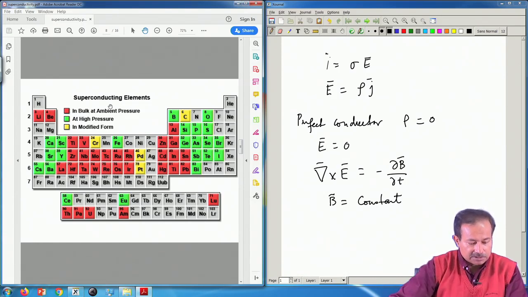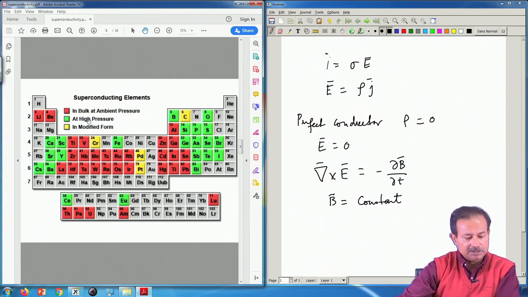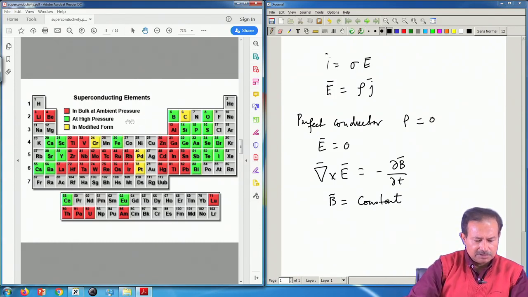The red ones are in bulk at ambient pressure. The green ones, for example, are at high pressure, and this is somewhat older. These things change very often. So this just gives you a list from a few years back. For example, calcium, scandium, strontium, yttrium, all these are superconductors under high pressure.